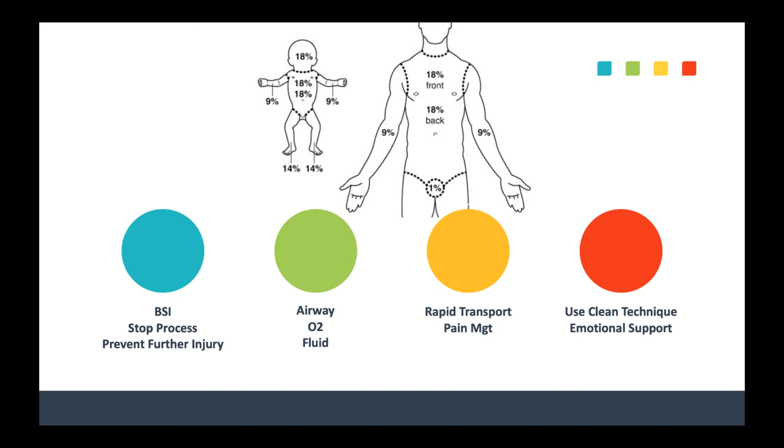Local cooling, stop the burning from happening. Remove clothing to prevent further injury. Try to remove clothing that may constrain the swelling that's going to happen from the burn. Don't let that clothing be something that's going to constrict the area on top of the burn. So remove clothing if you can. Okay, cover the burn.